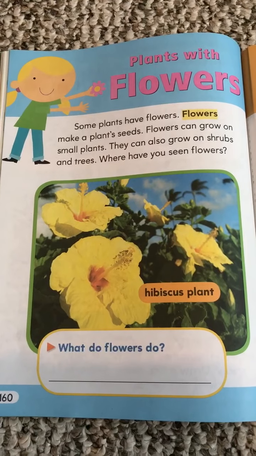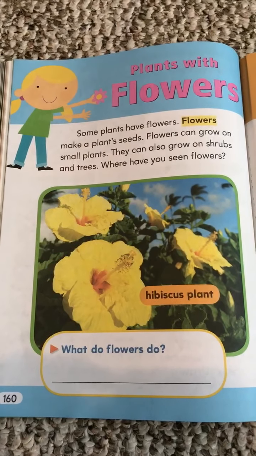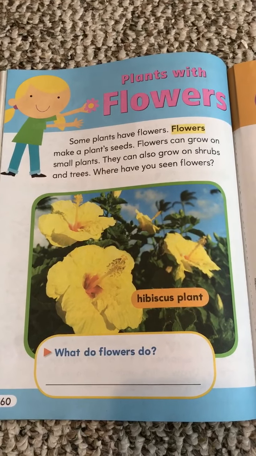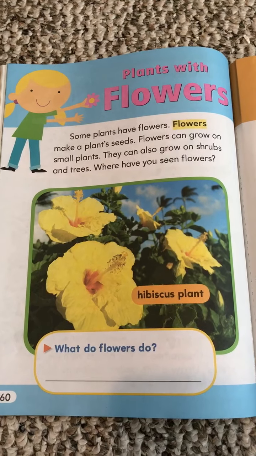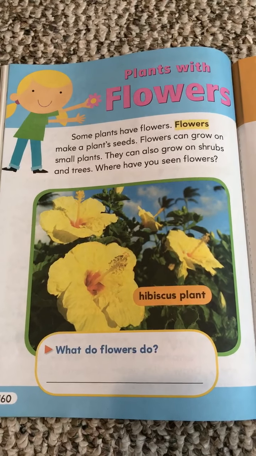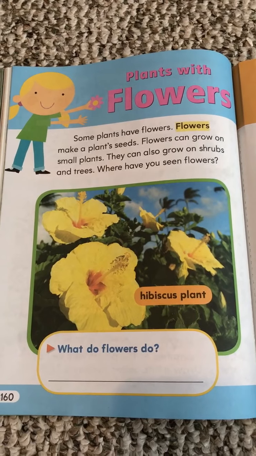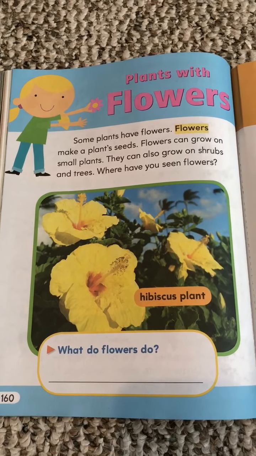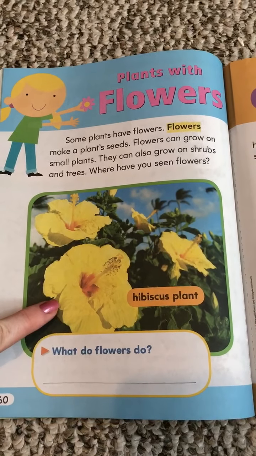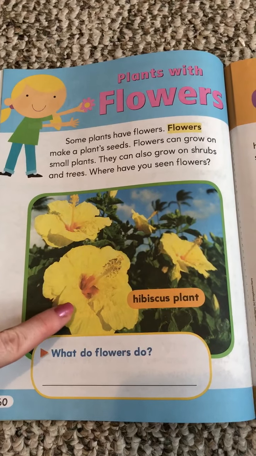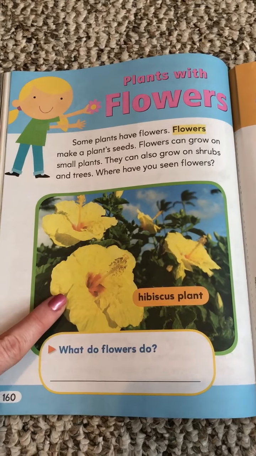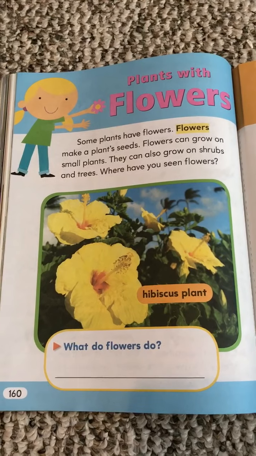Some plants have flowers. Flowers make a plant's seeds. So remember when we talked about parts of a plant? We talked about how flowers are important because they make the seeds for the plant. Flowers can grow on small plants. They can also grow on shrubs and trees. Where have you seen flowers? This right here is a hibiscus plant. They are very pretty. They're very tropical. You can find them on beaches. They're very pretty and bright.